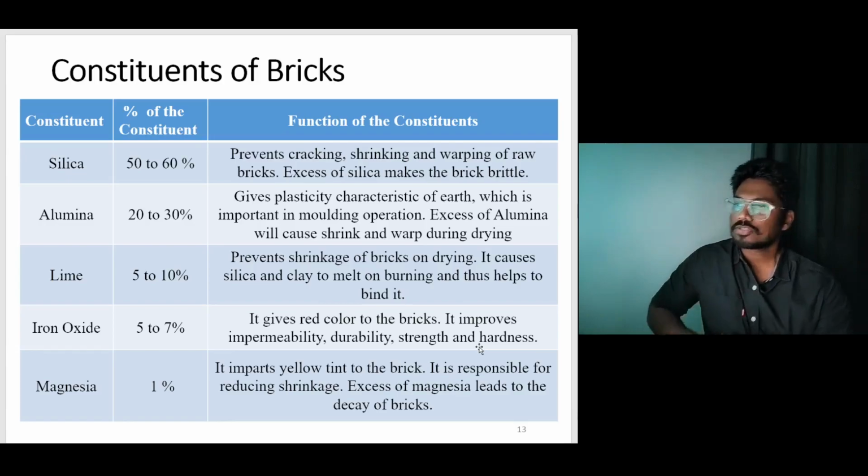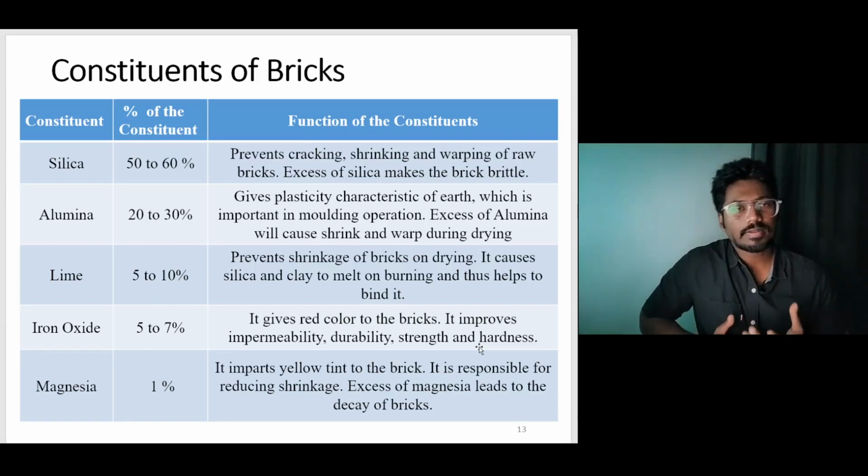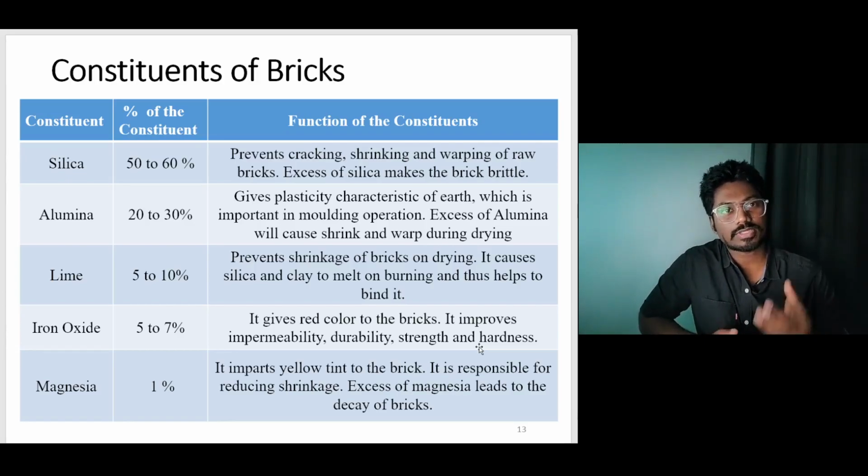So for silica, it should be 50 to 60% of the constituent of the brick. It prevents cracking, shrinking, and warping of raw brick. So having silica in a brick, it definitely has its uses. It imparts more crushing strength. That is the reason why it prevents any sort of cracking that might happen in a brick masonry.